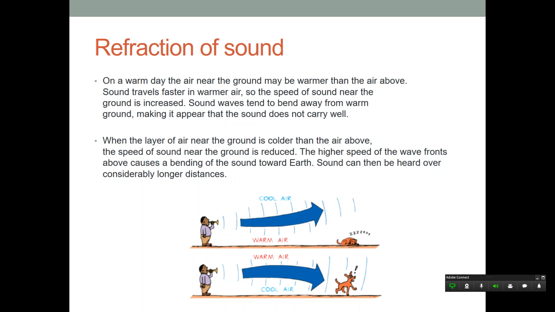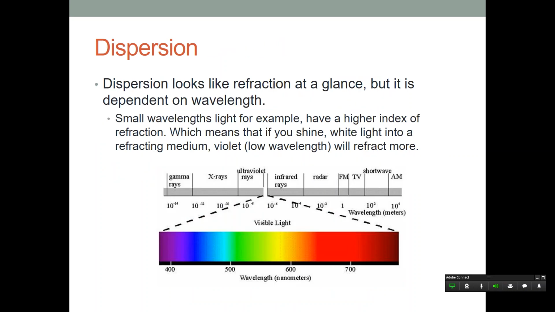All right, now this is the last one, and this is dispersion. Dispersion is kind of like refraction, but it relies on the fact that light is made up of different wavelengths, and that each wavelength travels at a different speed, right? Here we have the UV spectrum. I think at this point, I'm going to ask you guys to just memorize this. This is what you need to know about, all right?